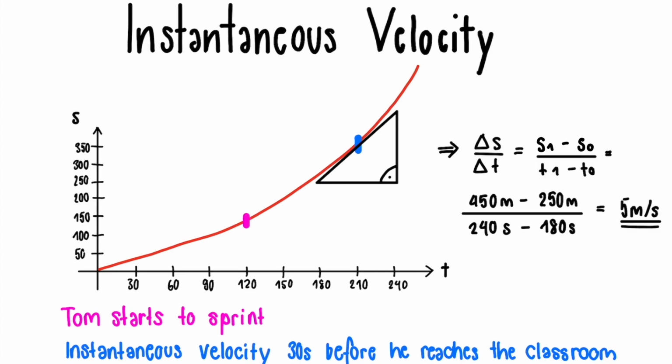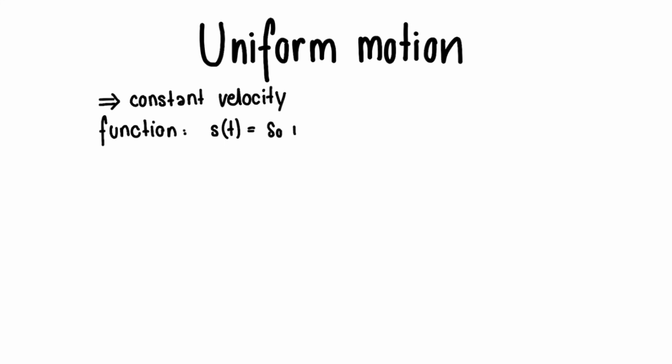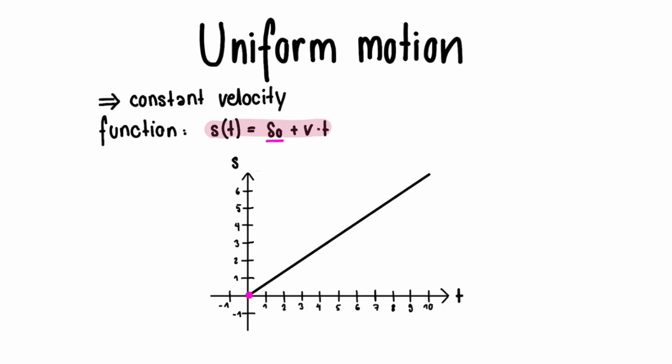Now to the next topic, uniform motion. We speak of uniform motion if the velocity is constant. The distance as a function of time is s equals s0 plus v multiplied by t. s0 is the initial position at time t0. This function is a linear function. Yep, math has found its way again.